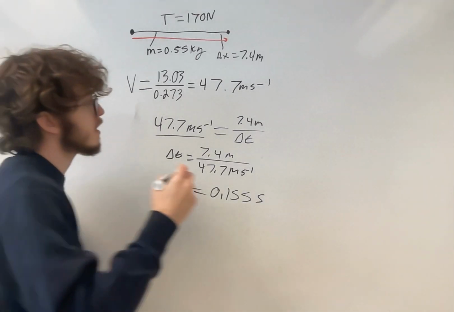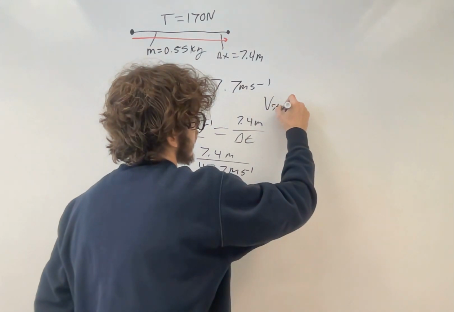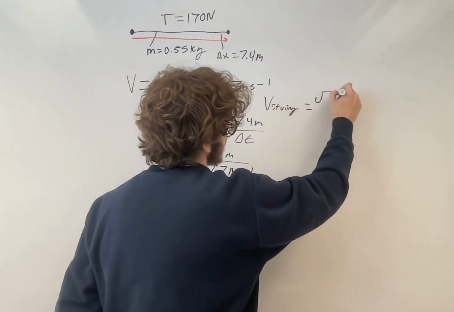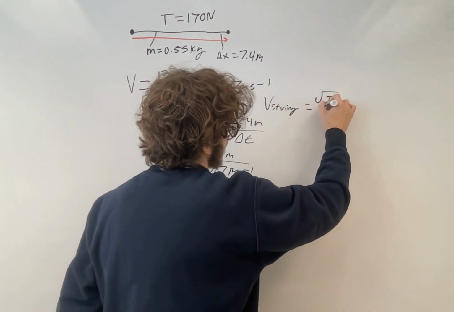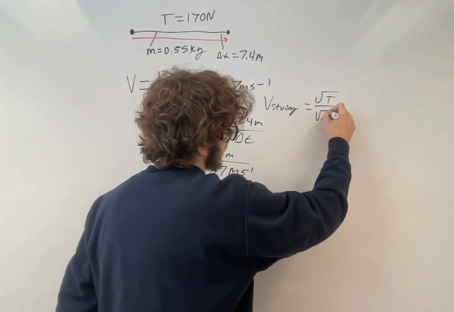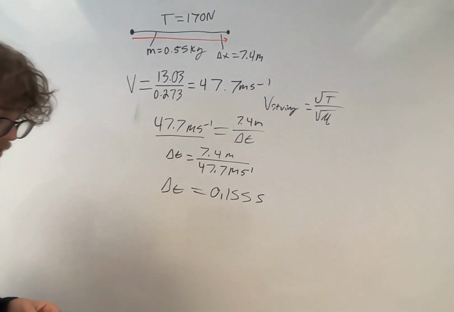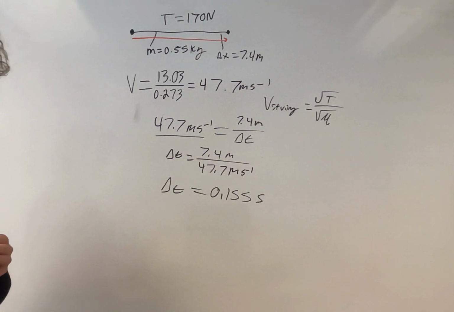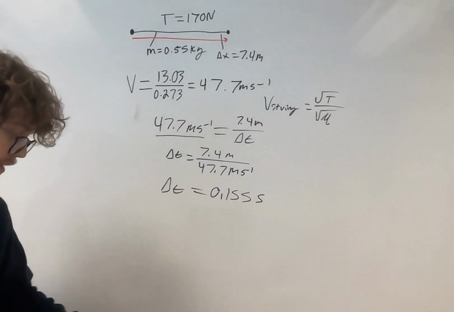Again, you should have been given that the formula of the velocity of a wave on a string is equal to the square root of tension over the square root of the linear mass density. If you weren't given that, I'd put that on like a cheat sheet if you have it, or a formula sheet. It will help you out greatly.